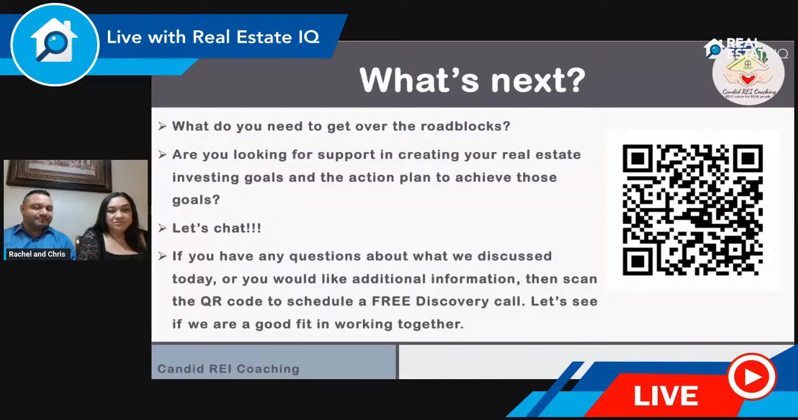We have been doing this for quite some time, and we love what we do. We love sharing our knowledge. If you think you need our help in any way, please scan this QR code. It will set up a discovery call with us to see if we can work together. If you like us and we like you, we want to work with like-minded people who want to be better investors and better people in general. No obligations. It's not going to cost you anything, just a bit of time to see if we're a good fit together.